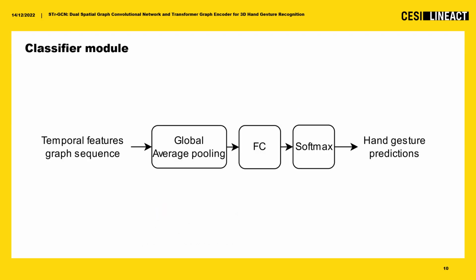Finally, the temporal features are processed by the classifier. This process is preceded by a global average pooling layer to transform the graph sequence into a collection of feature vectors which can be digested by the fully connected layer.